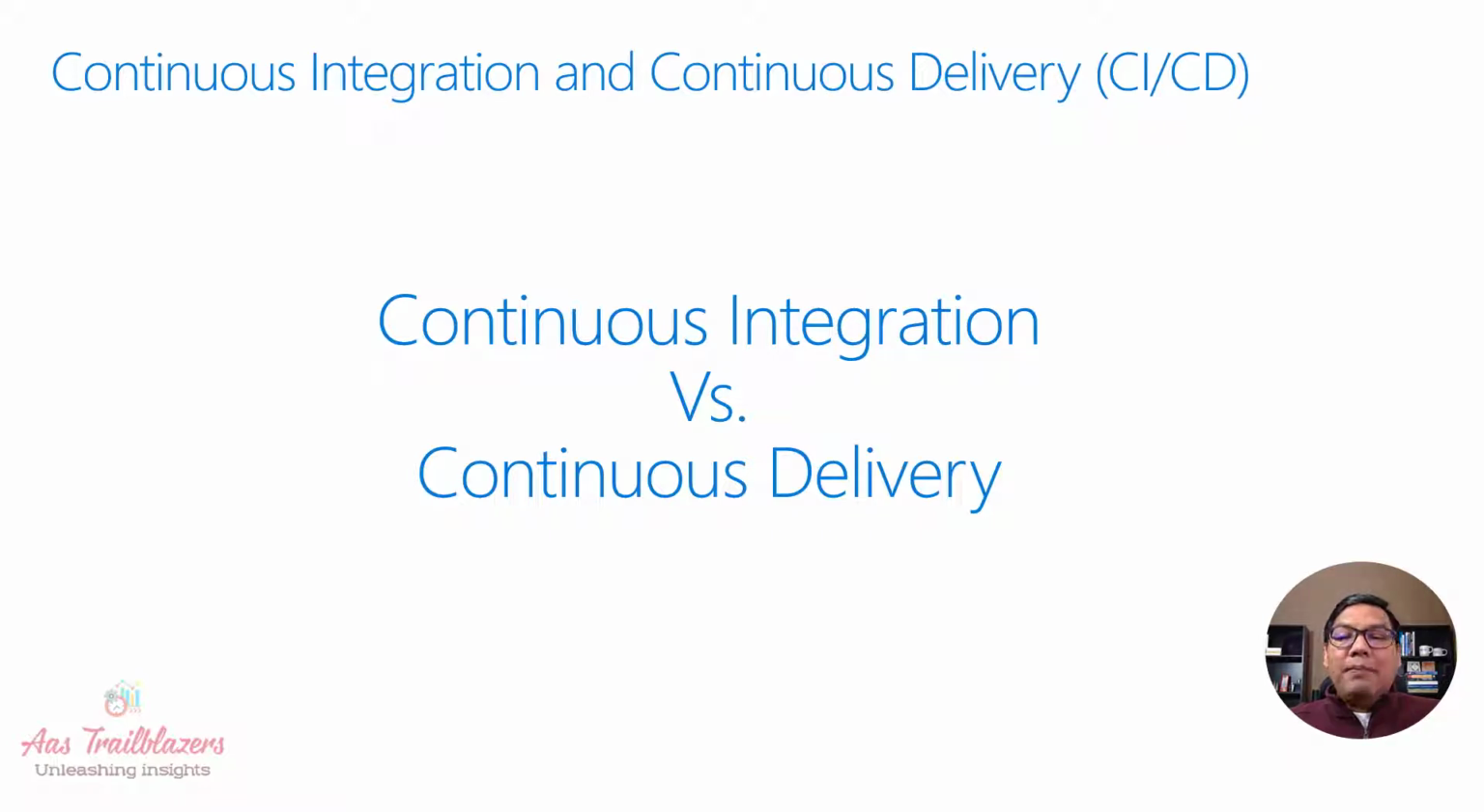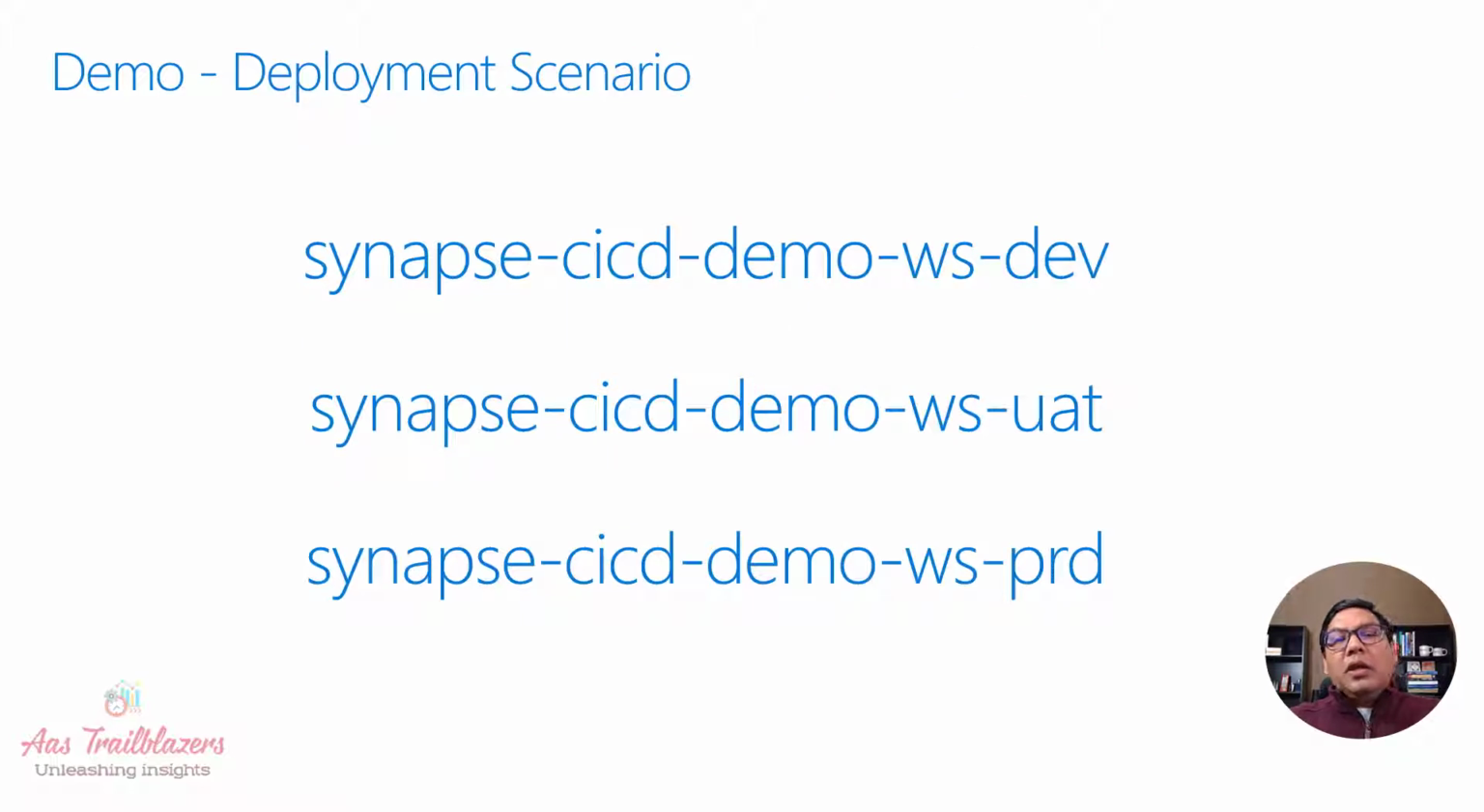CI/CD bridges the gap between development and operations teams by automating the building, testing, and deployment of applications. In Synapse, promoting a workspace from one environment to another environment is a two-part process. First, by publishing a feature, we create an Azure Resource Manager template, or in short ARM template, which acts as a deployment unit. Then we deploy this deployment unit, which contains artifacts like SQL scripts, notebooks, Spark job definitions, pipelines, datasets, data flows, by using Azure Synapse CI/CD tools in Azure DevOps or on GitHub.